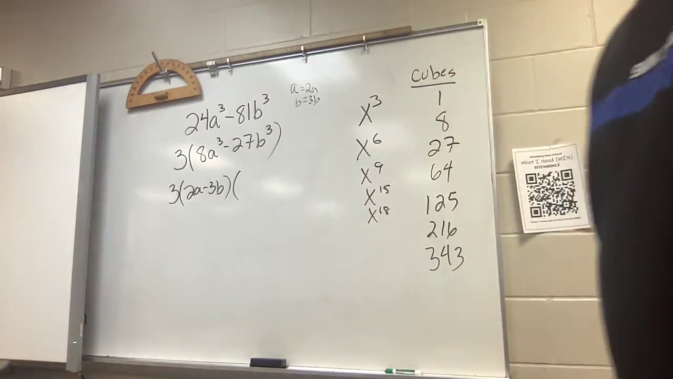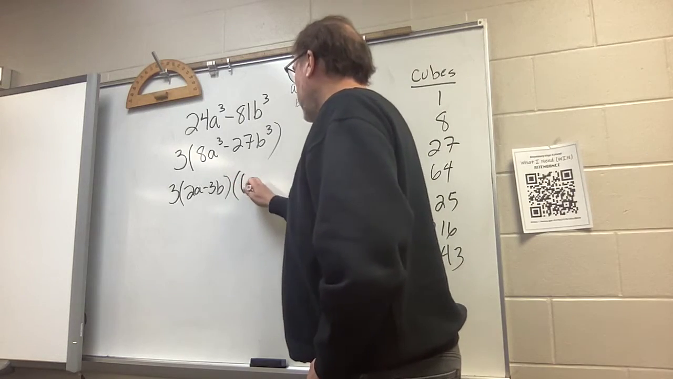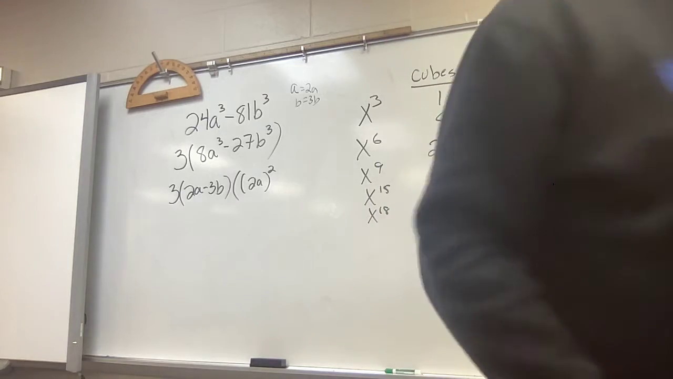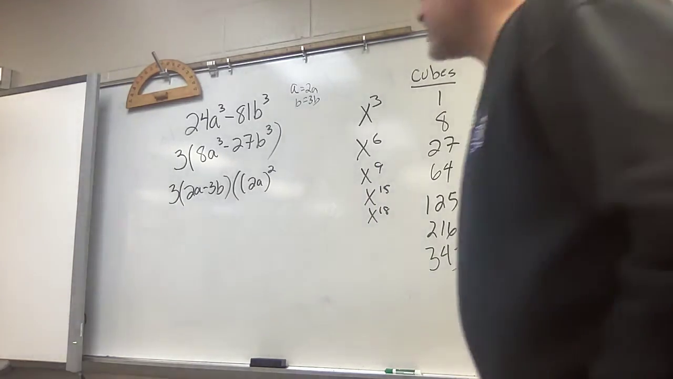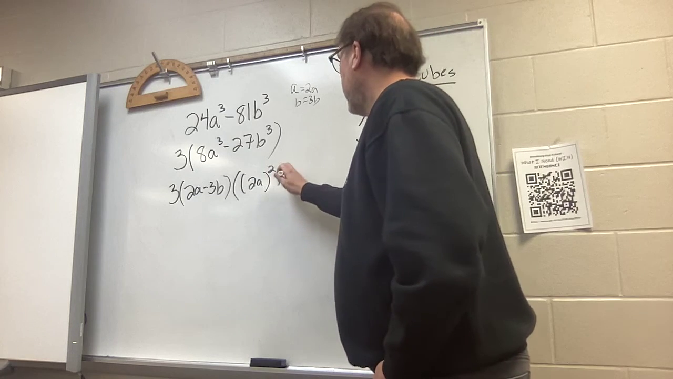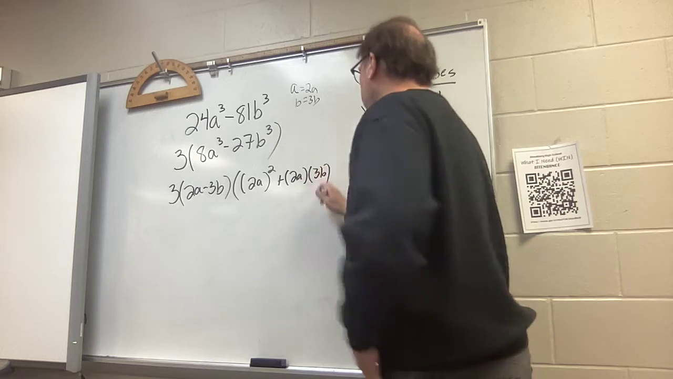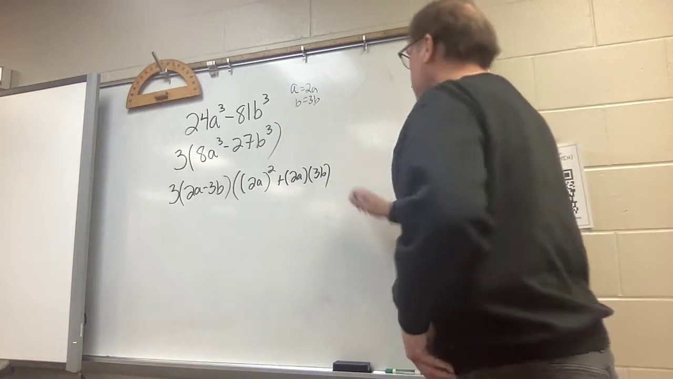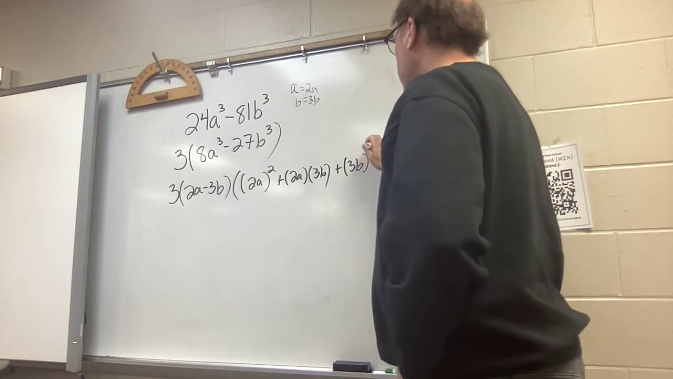The formula says a squared, in parentheses, 2a squared. That will soon become 4a squared. The formula says plus a times b, plus 2a times 3b. Please put them in parentheses. And it says plus b squared, which is plus 3b in parentheses squared.